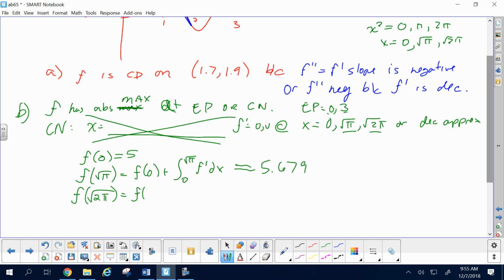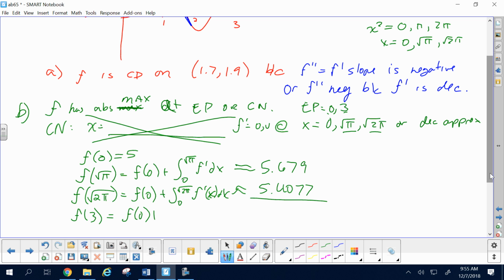Let's just find it. F at root 2 pi is f at 0 plus the integral from 0 to square root of 2 pi of f prime of x dx. And what did you get for that one? I don't have that in front of me. 5.407? 408? I had 4077, so 407 or 408 is good. And f at 3 is the integral using limits from 0 to 3. Did you get something like 5.5789? Okay.